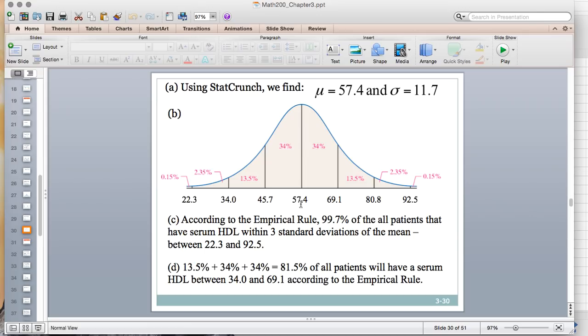And then we start again at the middle, at the 57.4, and we add a standard deviation and we end up with 69.1. Add another standard deviation and you're at 80.8, and add a third standard deviation and you're at 92.5.